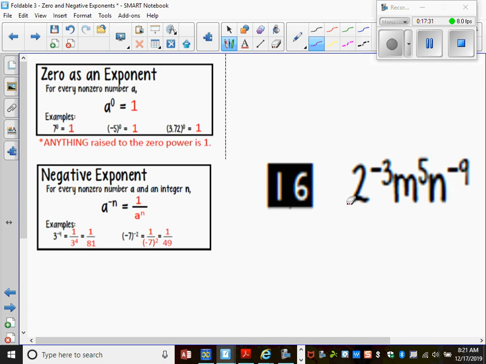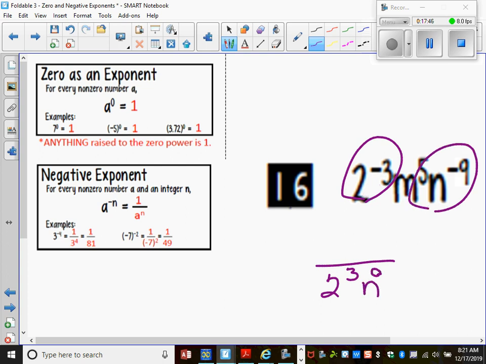So here, we're going to take this 2 to the -3rd. We're going to put it down here as 2 to the +3rd. We will definitely change that to 8 in a minute. We're going to also take the n to the -9, make that a +9. And the m to the 5th will stay where it is because it's already positive. And then we'll just simplify this to an 8 and n to the 9th.